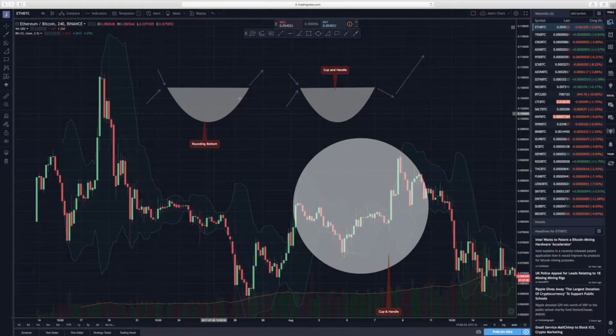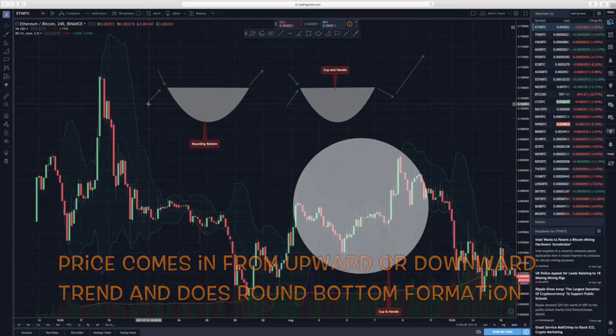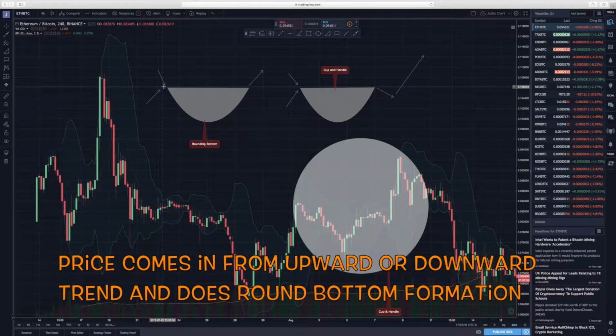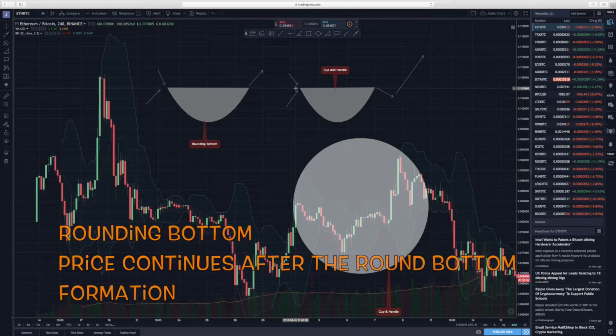So the price formation for the rounding bottom and cup and handle are pretty much the same, as you can see. The price will come in with an upward trend or a downward trend, and then it's going to follow this rounding bottom formation or this cup formation here. And then with the rounding bottom, this is where the difference comes in. It'll continue off and then show that continuation pattern. It comes in on this downtrend, then the trend switches, and now it's on this uptrend, and it'll continue that through the rounding bottom.